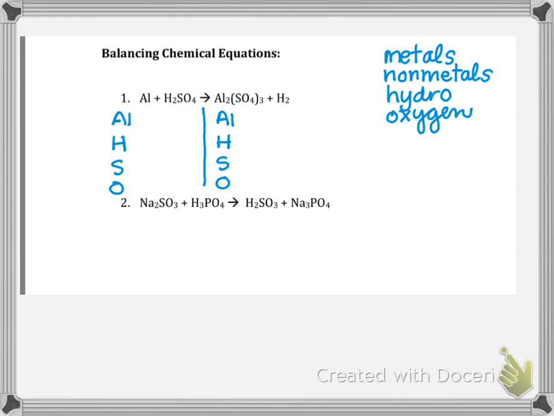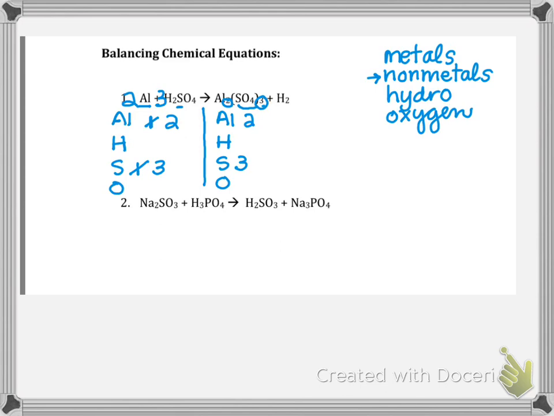So I'll start with aluminum, and I see here there's 1, and here there's 2. So I would need to put a coefficient in front of the aluminum, a 2, so that now I would have 2 aluminums on both sides. Now I think I'll go ahead and balance sulfur next. So I find my sulfur, and on this side, there's 1. And on this side, there's a 3 that will distribute through, so 3 times 1 gives me 3. So it's not balanced with 1 on the reactant side, so then I would have to put a 3 in front of the H2SO4.